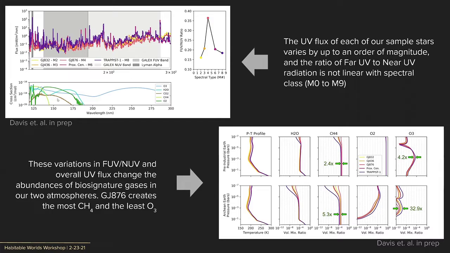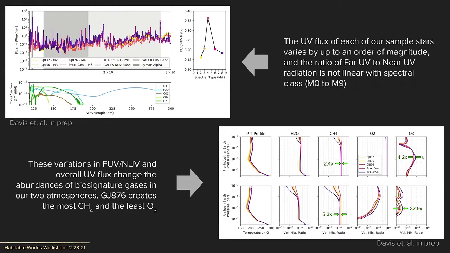both of these things impact how gases in the atmosphere are photolyzed. So we can see here some cross sections of interesting molecules in our atmosphere, and we can see that their cross sections are fairly complex in UV space. And so we need models to pick out exactly what's going to happen to these planets. So here we can see that in our pre-industrial cases, the methane abundance can change by up to 2.4 times. And in the Archean cases, they change even more, by over a factor of 5.